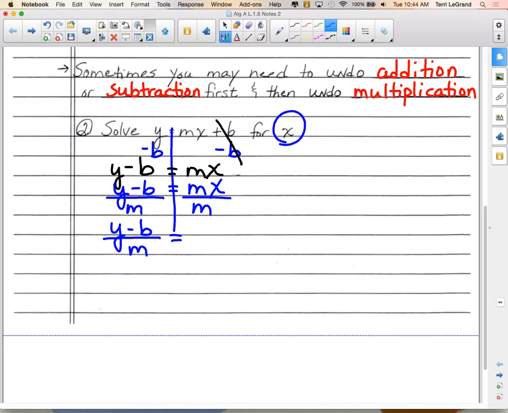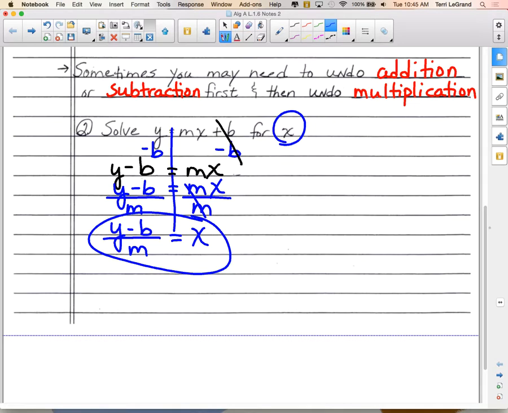And over here, the m's cancel out because there was no addition or subtraction going on. And we have x by itself. Okay? And that was our goal. So there's our not so pretty answer. Looked better than what we started with, didn't it?